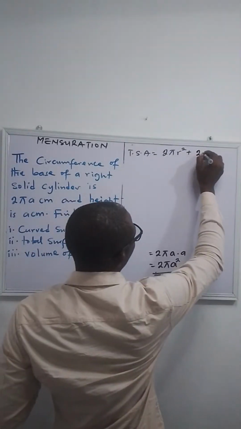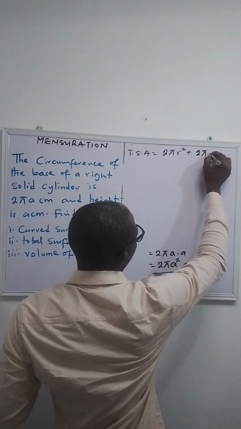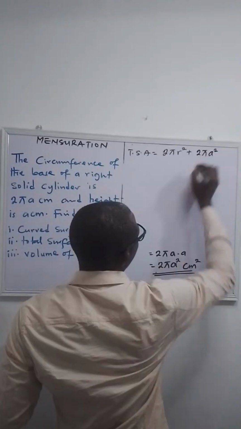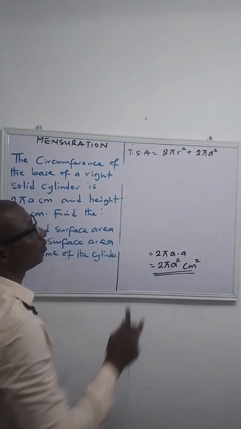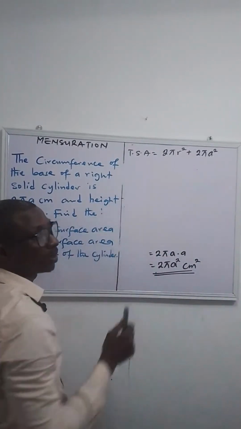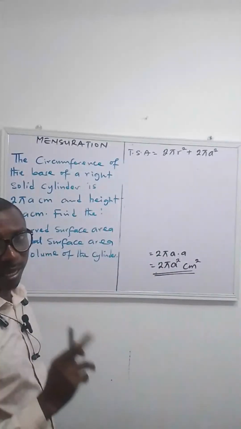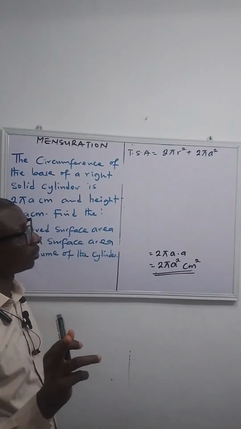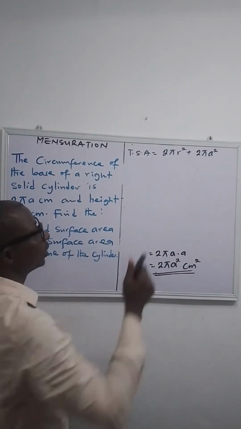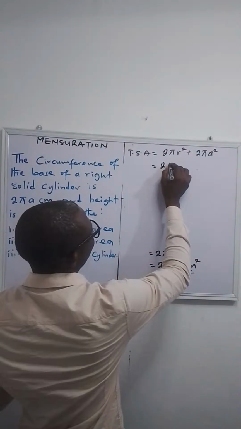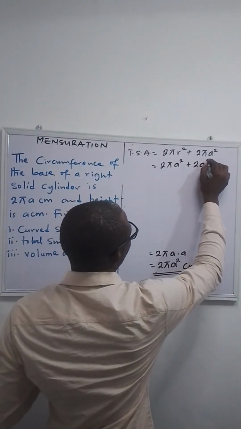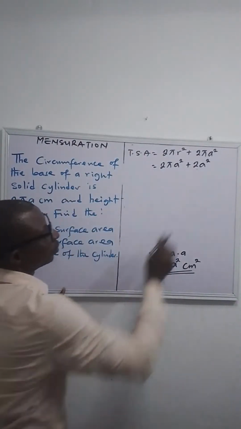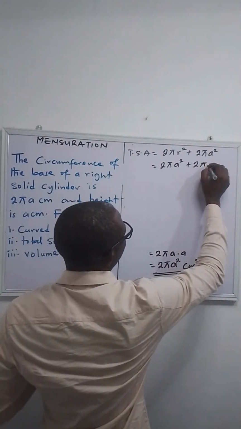That's going to be 2 pi a squared. 2 pi a squared. All right, don't forget, a is the same thing as what? Same thing as r. a is the same thing as r. So that means we have 2 pi a squared plus 2 pi a squared. Okay.